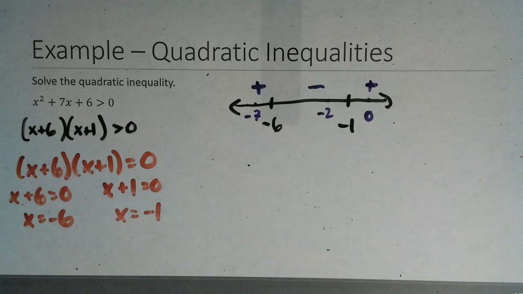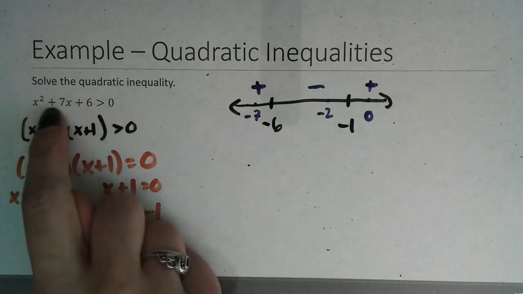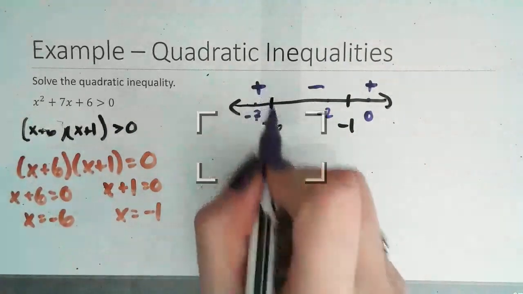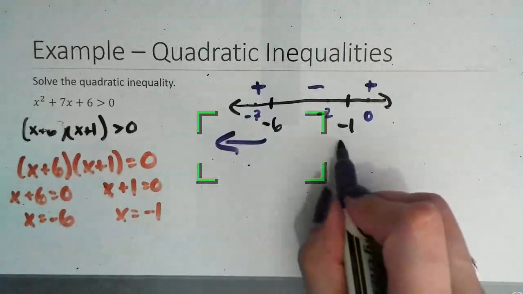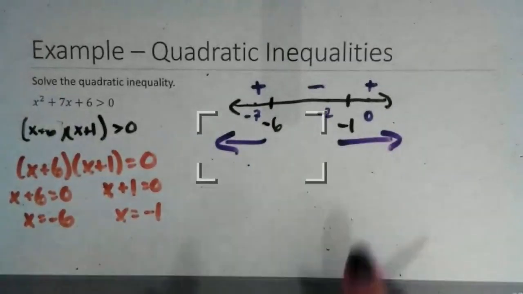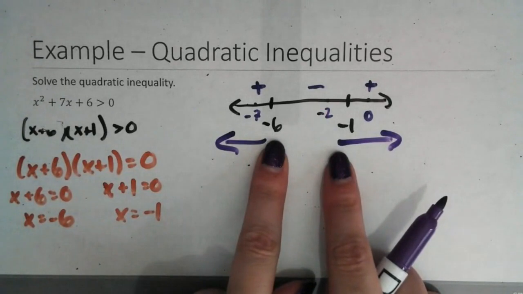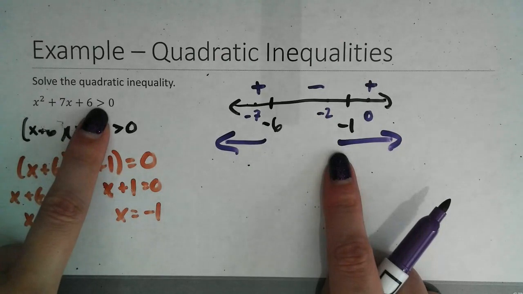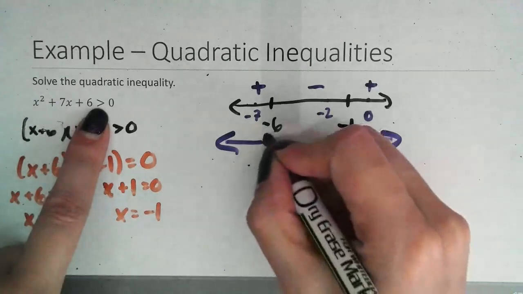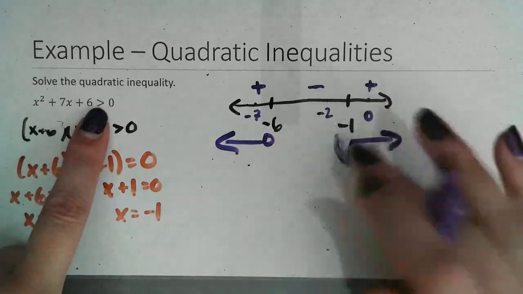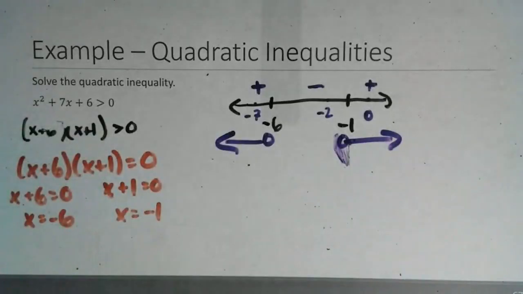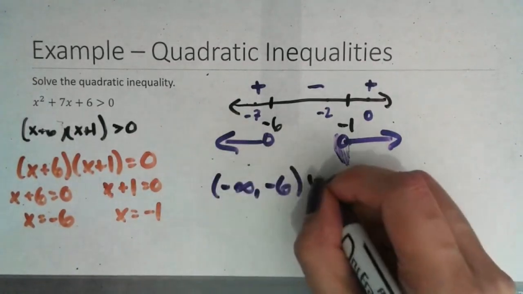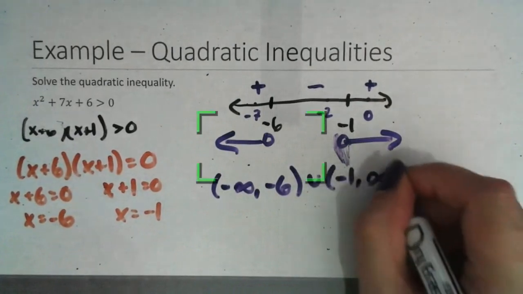Now looking at the inequality, I am looking for when this expression is greater than 0. So I want the positive sections. That means I want this section here and this section here. Do I want to include negative 6 and negative 1? Based on the inequality, I don't want the ones that are equal to 0. So I want open circles on my negative 6 and my negative 1. So my solution will be negative infinity until negative 6, parentheses, union, parentheses, negative 1 to positive infinity.